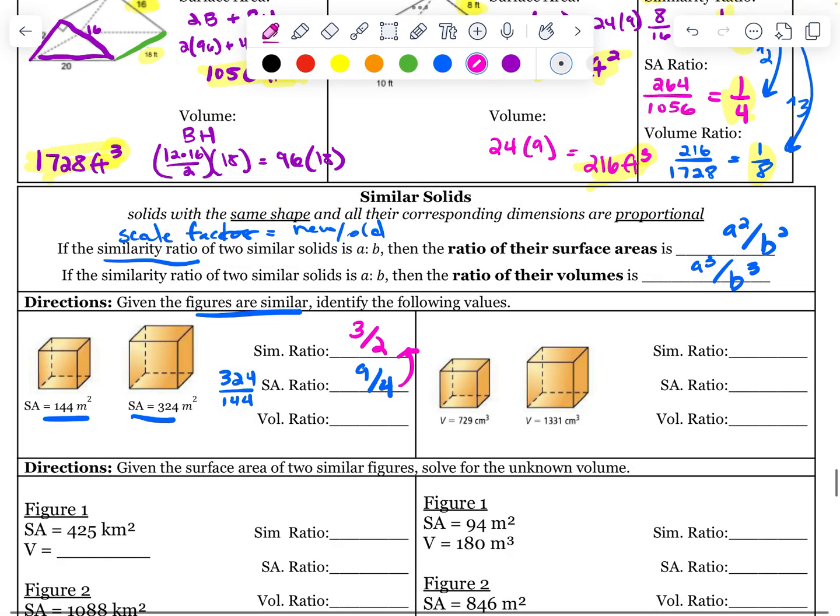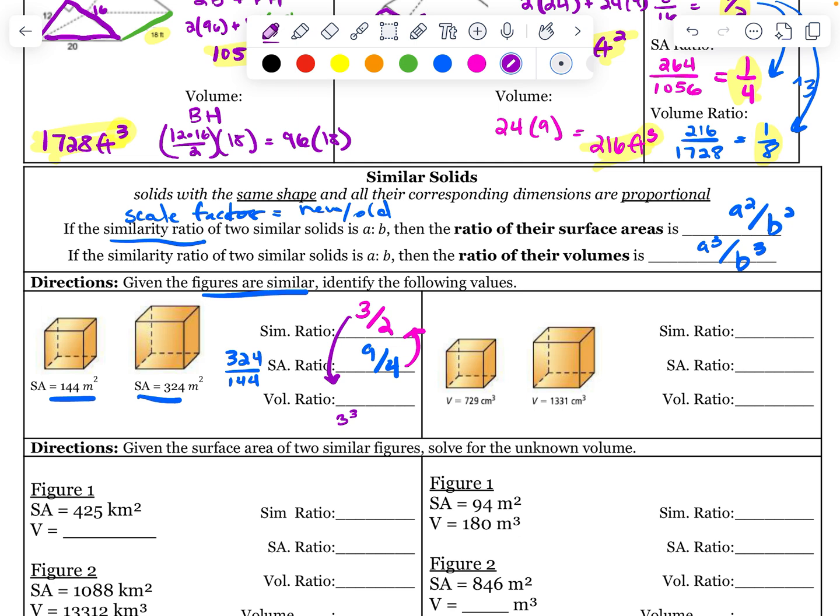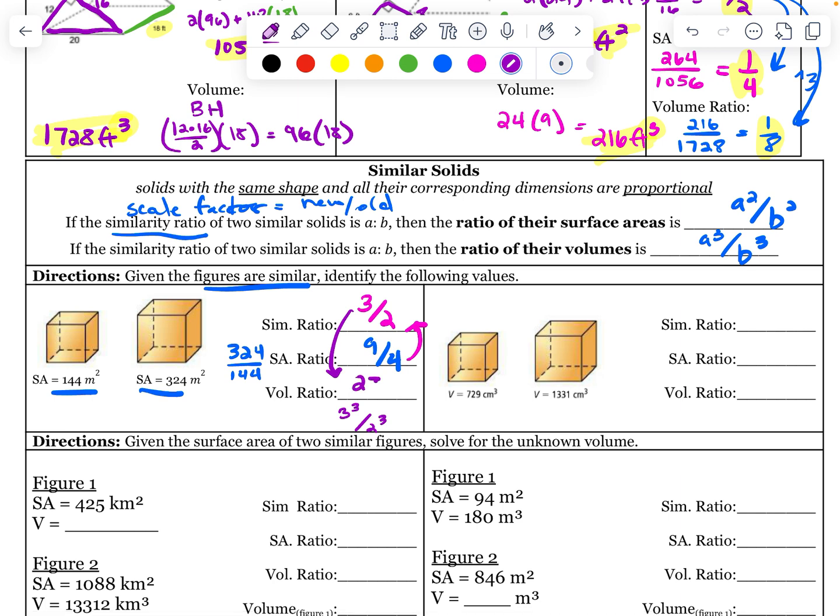Yep, great. Okay, now I can go to my volume ratio. So that volume ratio is going to be 3 to the third and 2 to the third. So 3 raised to the third is 27. 2 raised to the third is 8. So now I have all my ratios. My original, my squared, and my cubed.